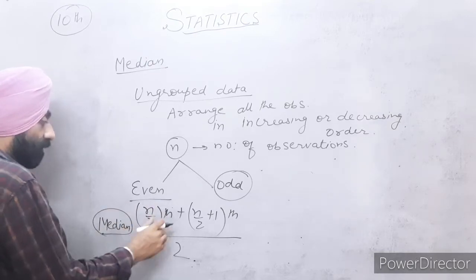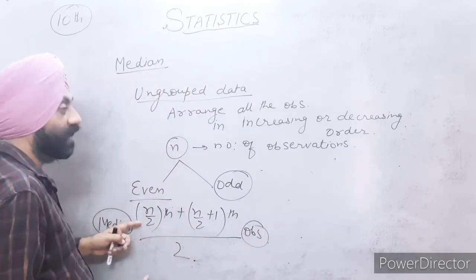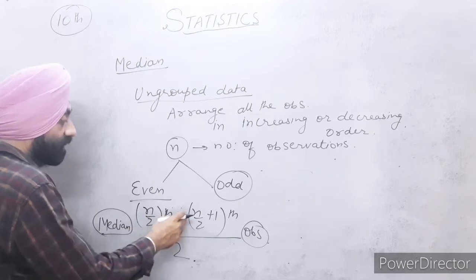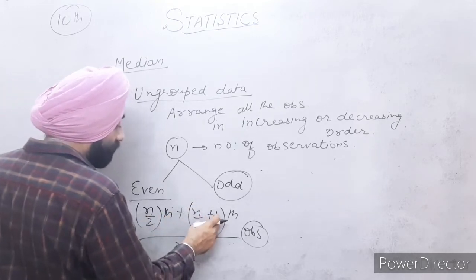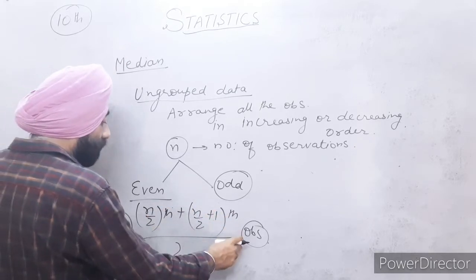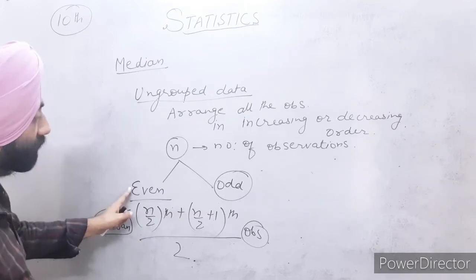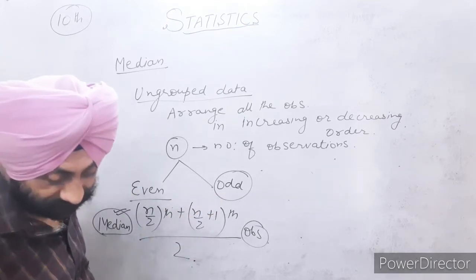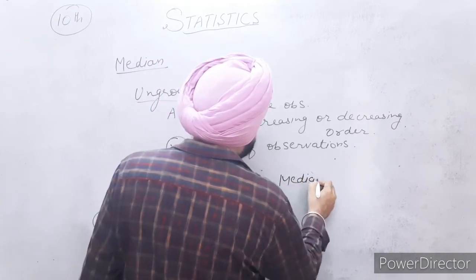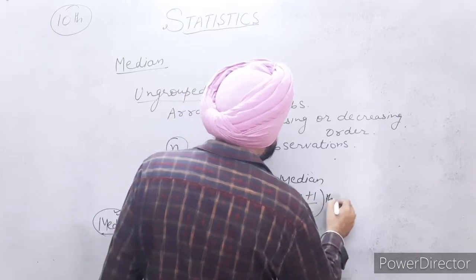If n is say 10, we will take 10 by 2, that is the 5th observation, plus n by 2 plus 1, the 6th observation. The 5th observation plus the 6th observation divided by 2 will give you the median, if n is even. If n is odd, then we calculate the median by this formula. Median is the (n plus 1 by 2)th observation.